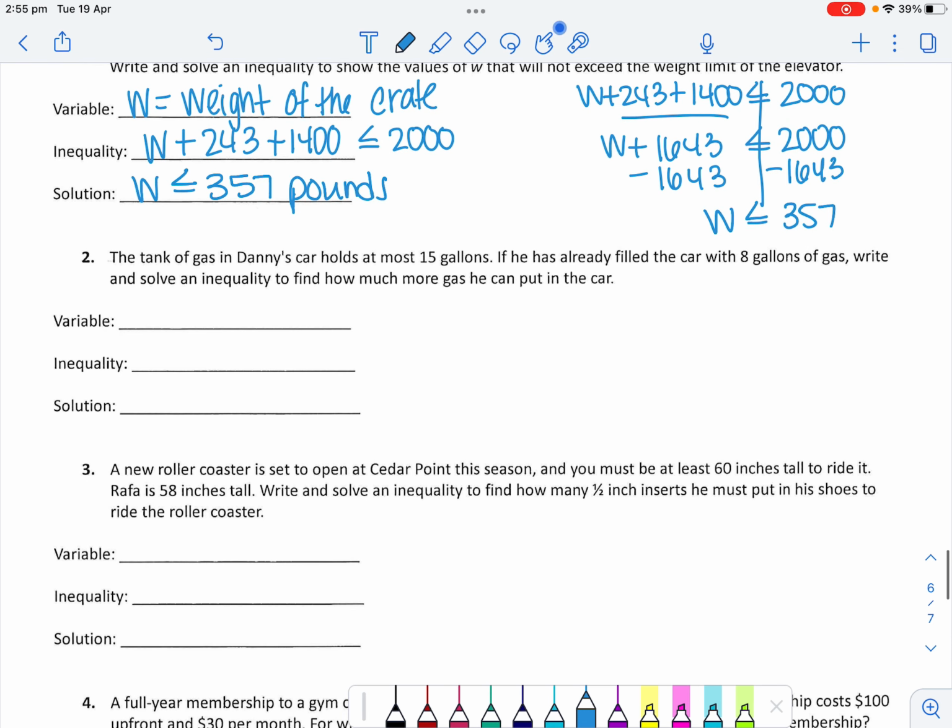Number 2 says the tank of gas in Danny's car holds at most 15 gallons. So there's my inequality symbol, at most 15 gallons. If he has already filled the car with 8 gallons of gas, write and solve an inequality to find out how much more gas he can put in the car. So I'm going to say that X is gallons of gas.